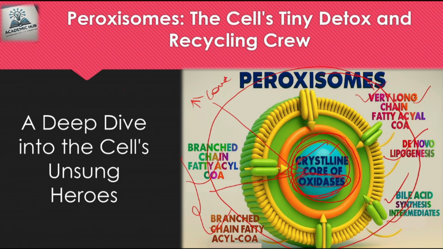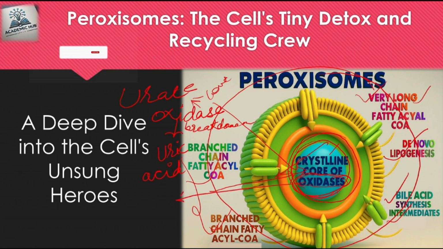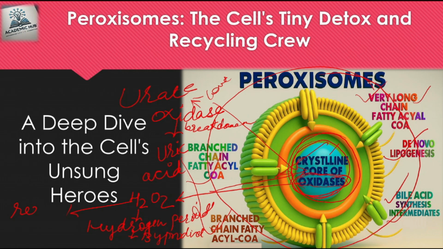For example, in many animals, this core is made up of urate oxidase, which breaks down uric acid. While humans lack this specific enzyme, the core concept of a dense enzymatic center remains. These oxidases generate H2O2, meaning hydrogen peroxide, as a byproduct, which is a reactive molecule. Hydrogen peroxide is a very reactive molecule that gives the peroxisome its name.